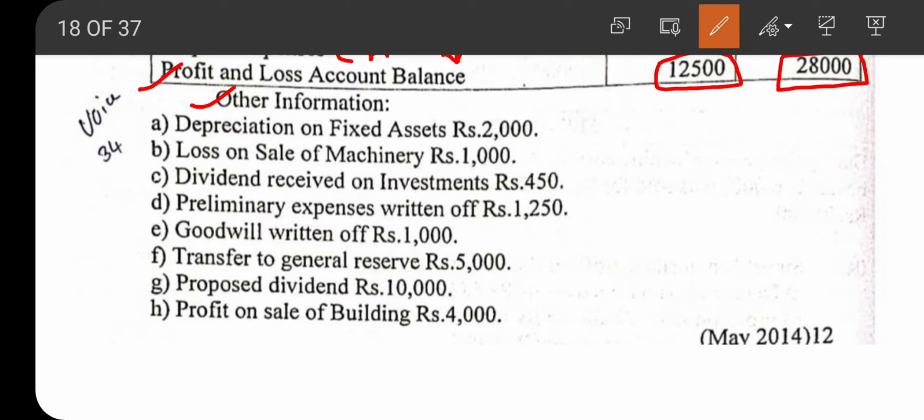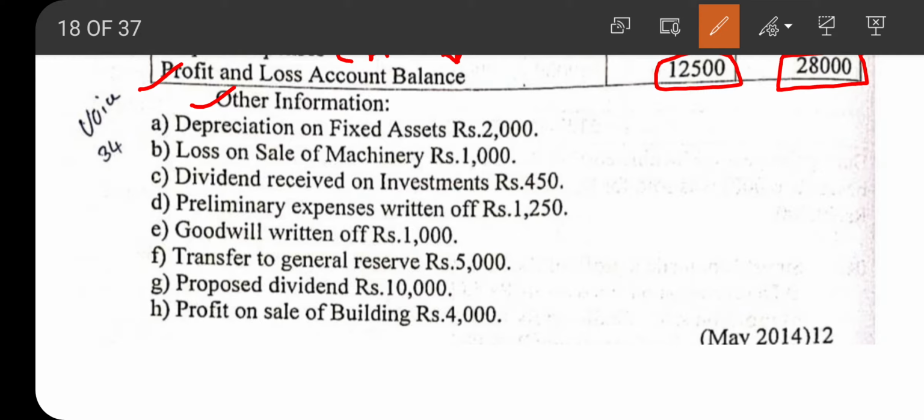Depreciation on fixed assets rupees 2,000. Loss on sale of machinery rupees 1,000. Dividend received on investments rupees 450. Preliminary expenses written off rupees 1,250. Goodwill written off rupees 1,000. Transfer to general reserve 5,000. Proposed dividend rupees 10,000. Profit on sale of building rupees 4,000.